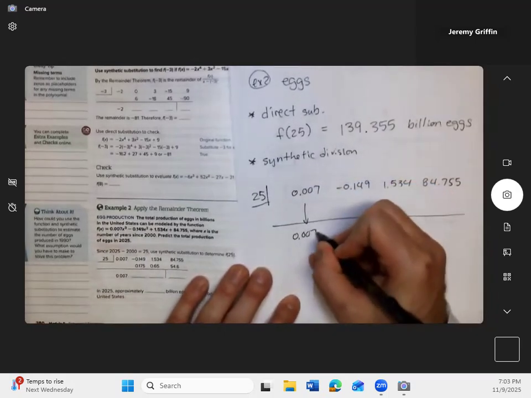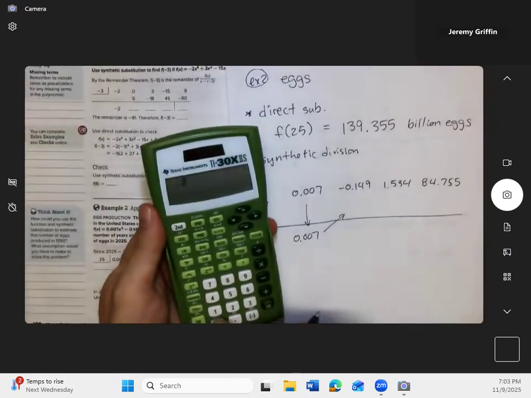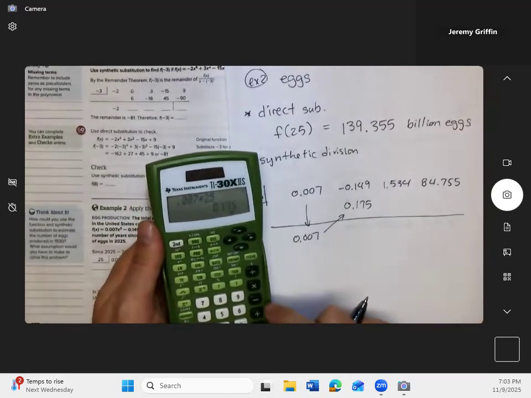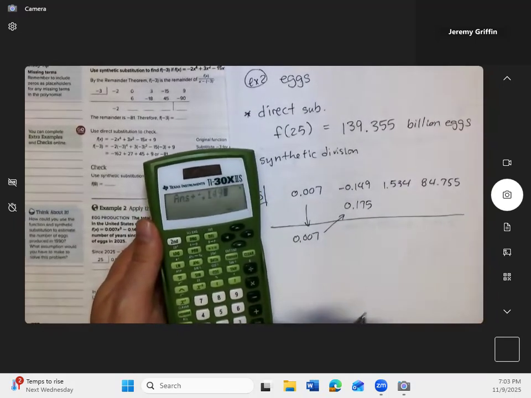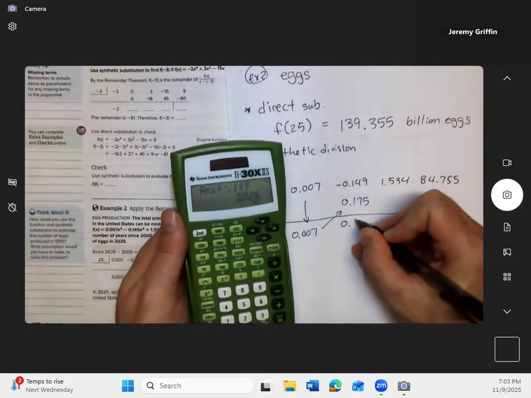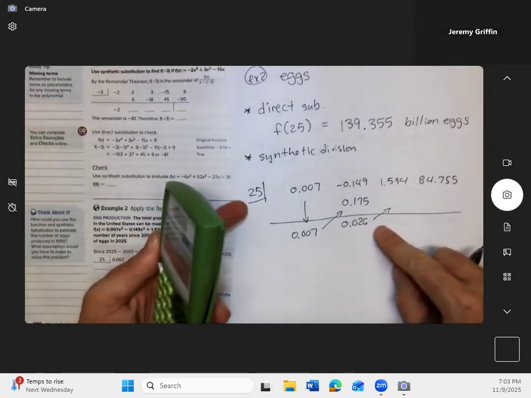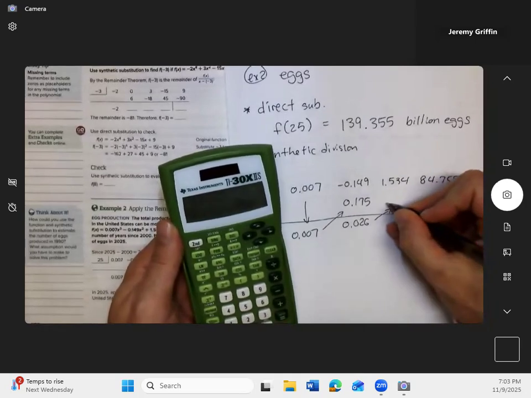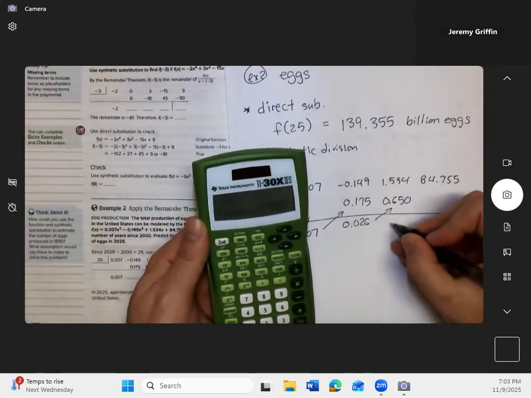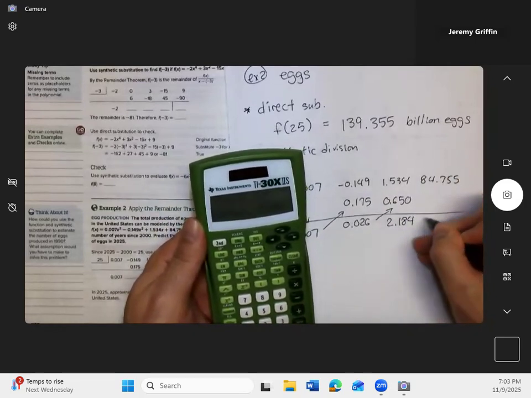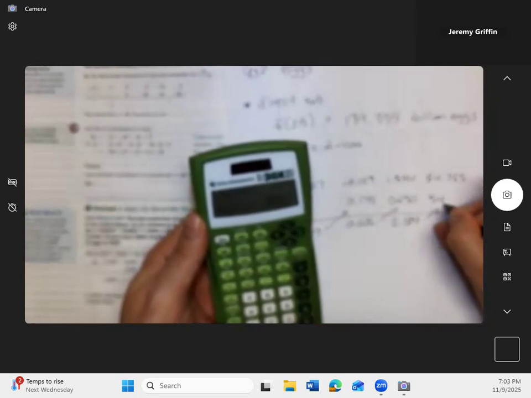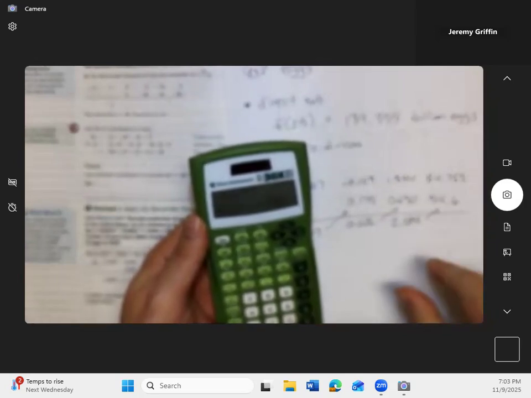So 0.007, multiply 0.007 by 25. It gives me 0.175. Then add that going down. So plus negative 0.149. We didn't skip over any terms, so we have 3, 2, 1, 0. Want to make sure. 0.026. Multiply that by this 25. That's 0.65. Add that to 1.534. That gives you 2.184. Multiply that by 25. I'm getting 54.6. Then add going down.